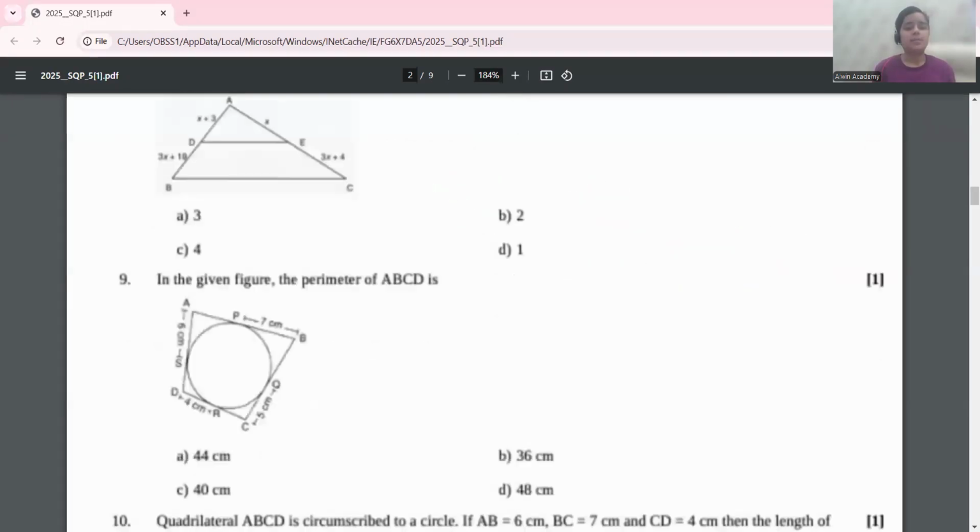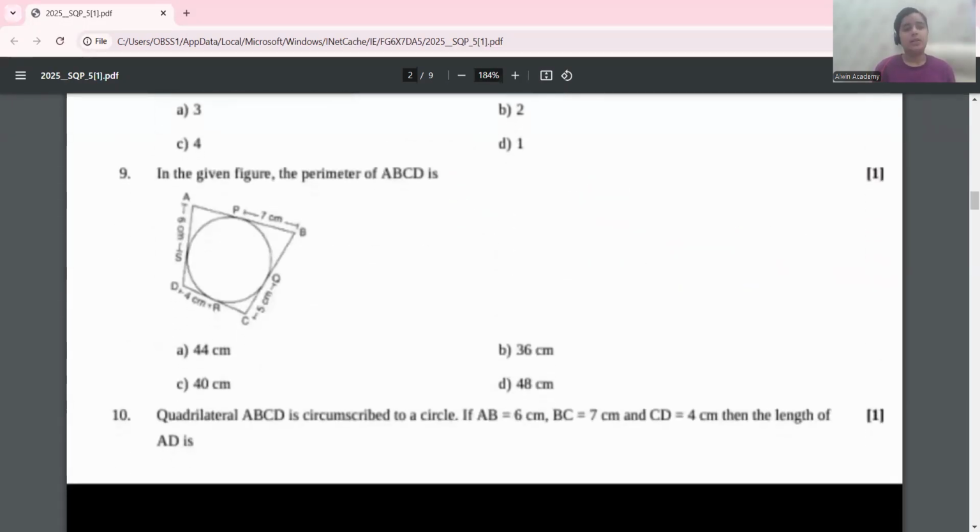In the given figure, the perimeter of ABCD is. Now, considering this, if this particular length, which is given to us as 5, then AP should also be equal to 5. We write it here. If this is given to us 7, then this should also be 7. Write it here. If this is given 5, then again this should be 5. And if this is given 4, then again this should be also 4, because all of these are tangents drawn from the same point. Now when we add all of these, we get the answer as option number A, 44.